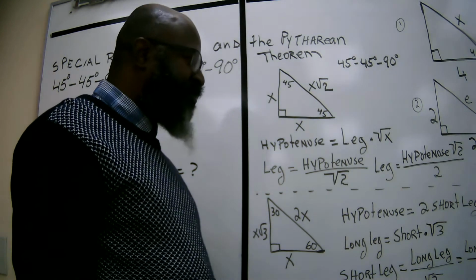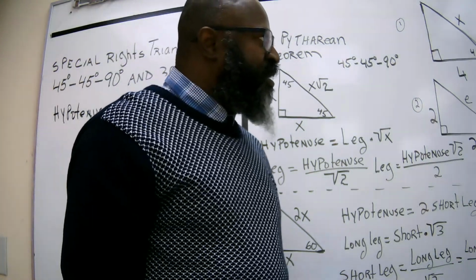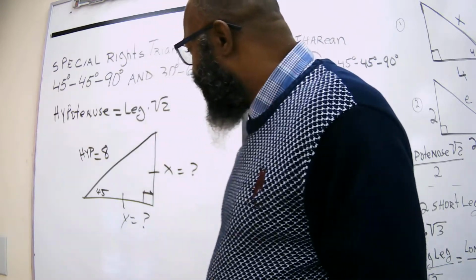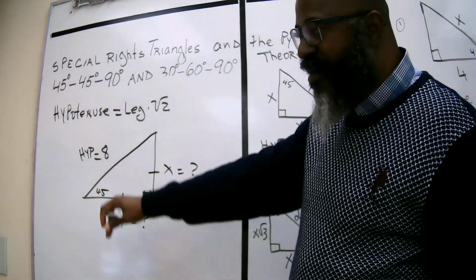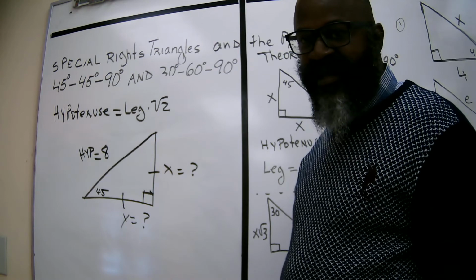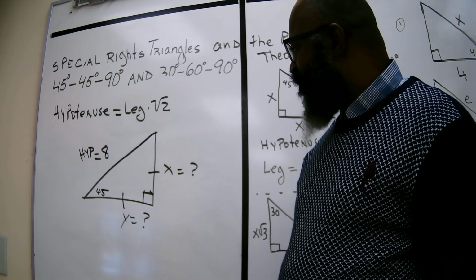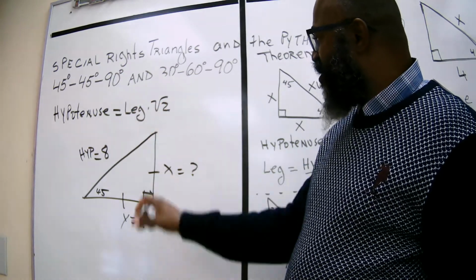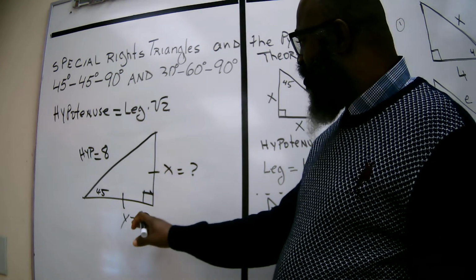I will show you the short way, and I'll show it the long way. This is why you have to pay attention in class. Right? This is a tough problem to many of you because it's indirect. So my hypotenuse is 8. I'm looking for x or y. You have to know x and y are the same.